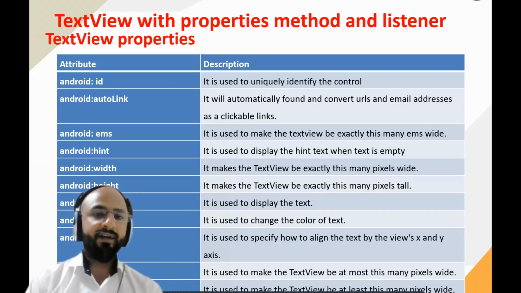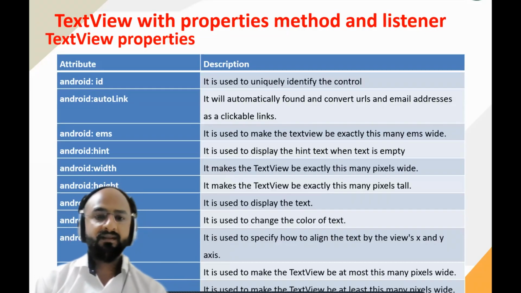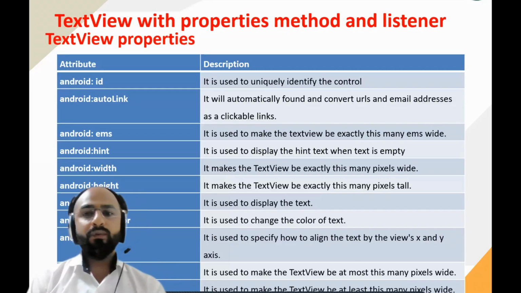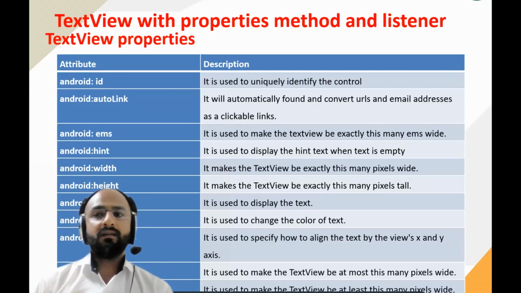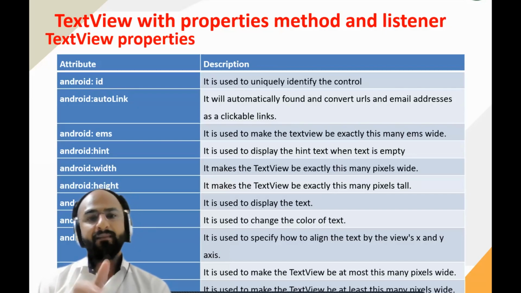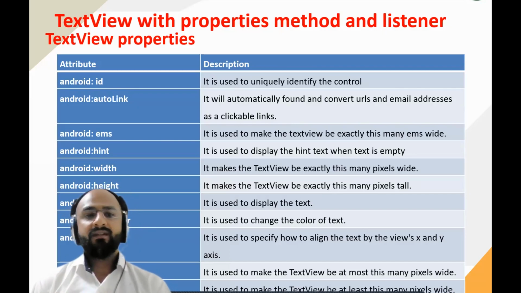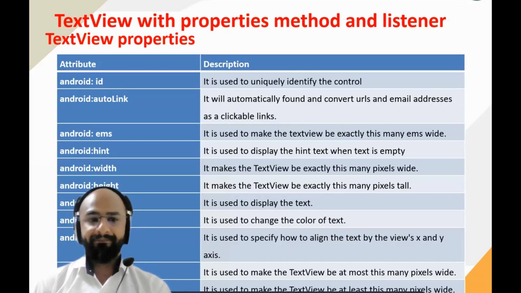First property is Android:ID. It is used to uniquely identify the control. It is a very important property, and if you want to change the text of the text view dynamically, at that time this property will be used. So it is a very important property.